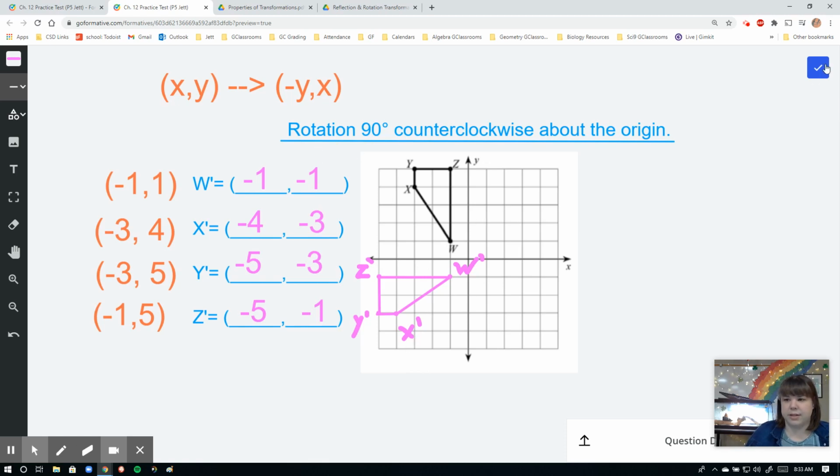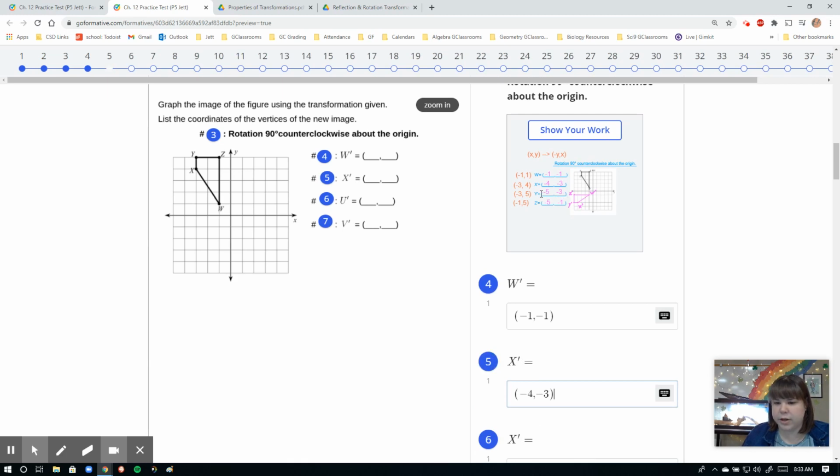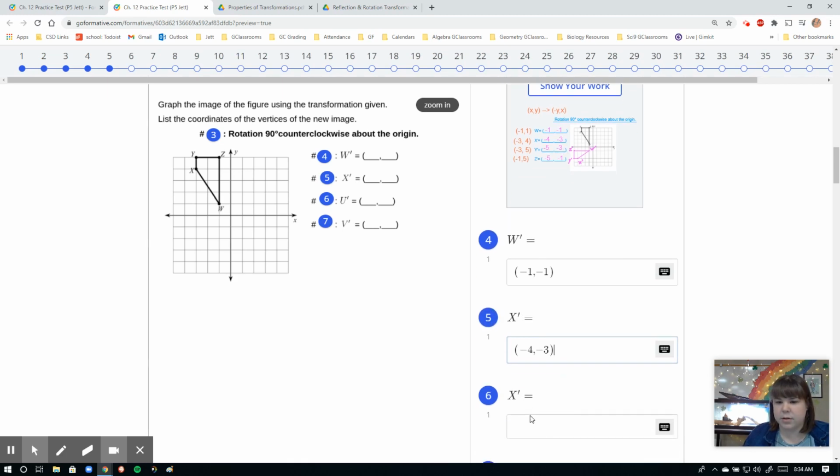I'm going to close this right here because I did what I was supposed to. I graphed my new image. And then now I need to input my coordinate points for each one. So w prime we decided was -1, -1. X prime we decided was -4, -3. Y prime, again, I'm just looking right up here and copying it down.